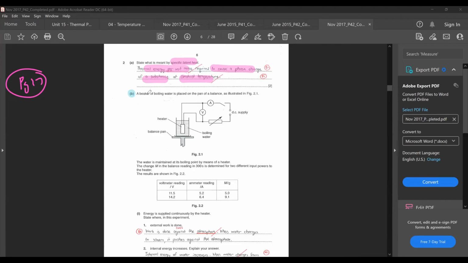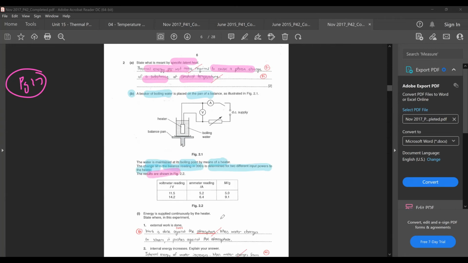Now, you have a beaker of boiling water that is placed on the pan of a balance as illustrated in the figure. Water is maintained at its boiling point by means of a heater. The change M in the balance reading in 300 seconds is determined for 2 different input powers to the heater. The results are shown in the figure below here.